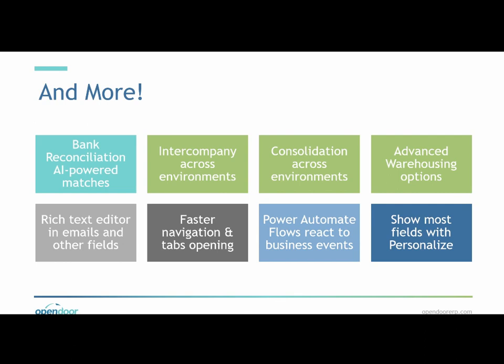There are advanced warehousing options. So if you use warehouse shipments, if you pick, pack, if you have controls for bins or on consumption and production orders, there are a ton of improvements in that area. You should take a look at the release notes for this item specifically. You now have a rich text editor in emails, but also other fields. So that means that it's not plain text only. You can have pictures, you can have your signature and other rich text in text fields.